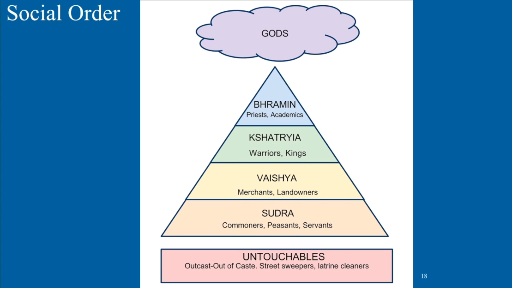And then below even the Sudra were what was known as the untouchables, the outcasts or out of caste. They're not even part of the caste system. These are people like street sweepers, latrine cleaners, people who took care of the cremation of bodies. These people were considered untouchable or unclean because they did the jobs that many people saw as super dirty.